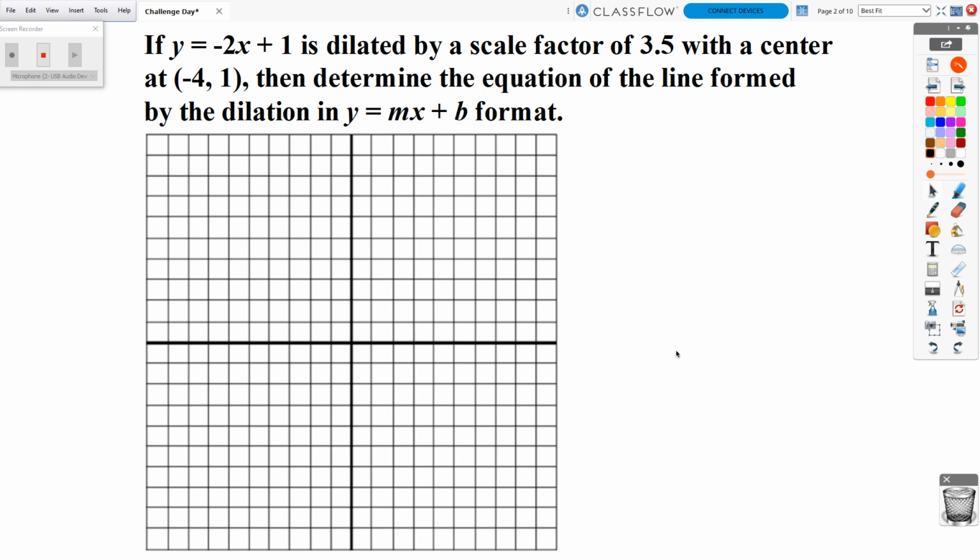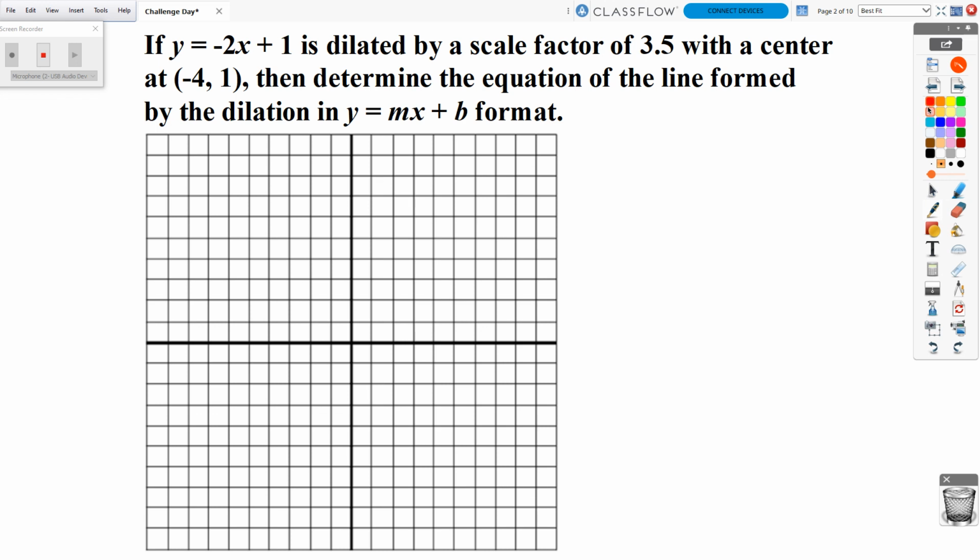Now, typically, we dilate shapes, like maybe triangles for the most part. But if you think about it, in those triangles, we really dilated points. And so do lines have points? Yeah, lines have infinitely many points. So that's what we're really going to try to set up here in the first challenge problem.